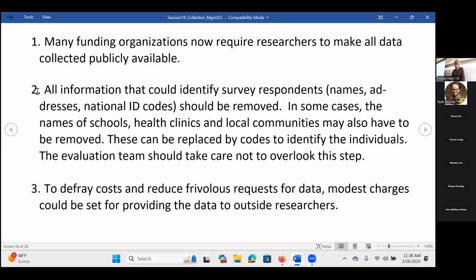Well, if you've got a really great data set, you might even charge people a little bit of money. This is really more for organizations, not for individual researchers, but you may want to charge a little money if you're an organization that gets hundreds of data requests.